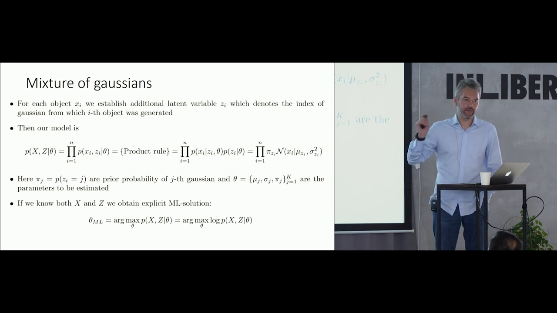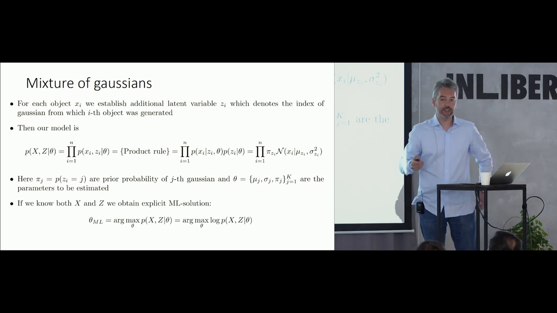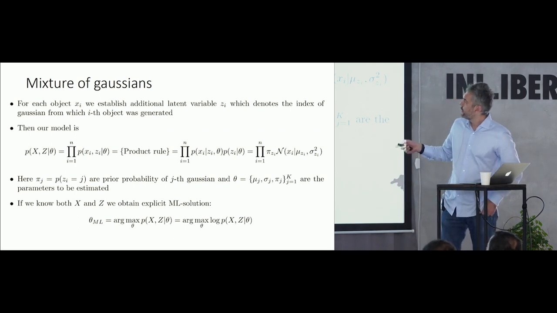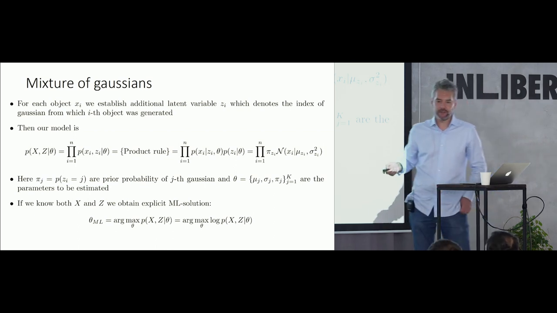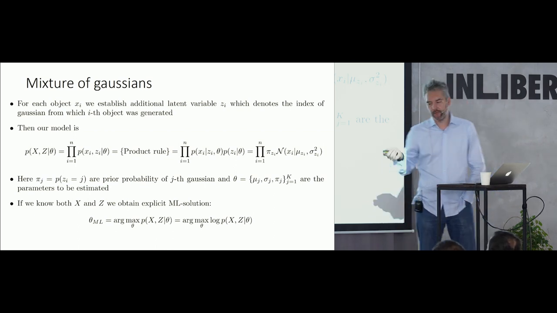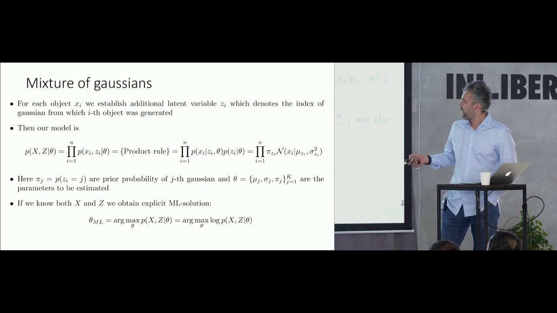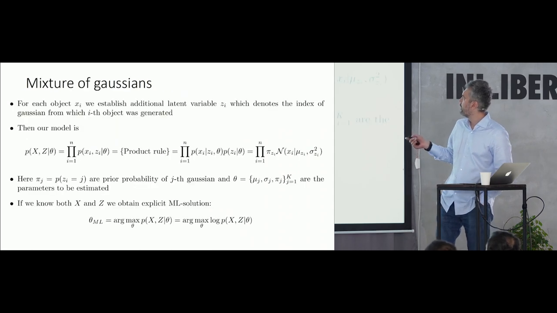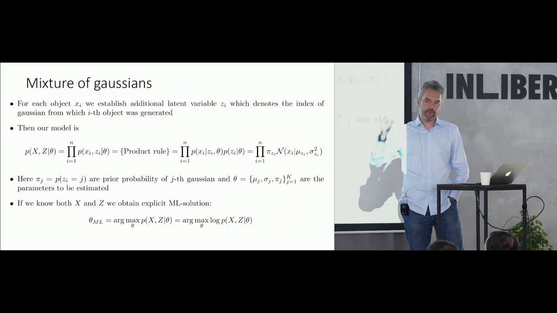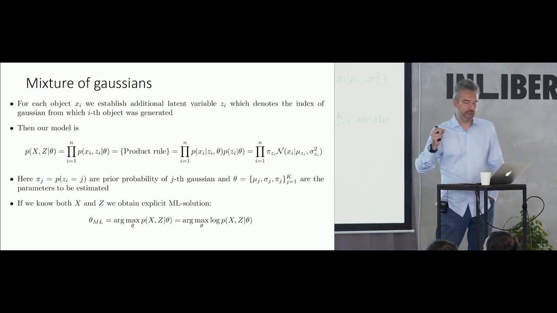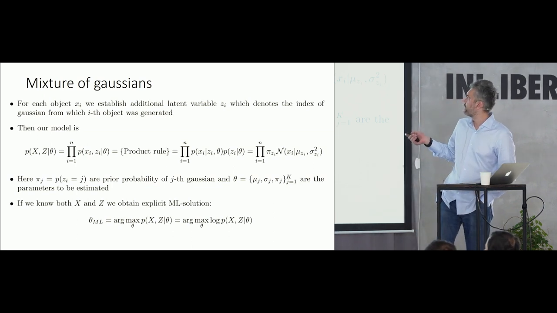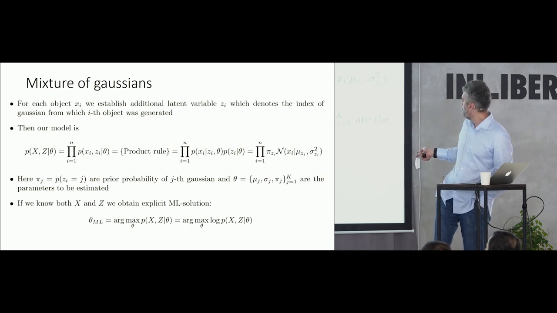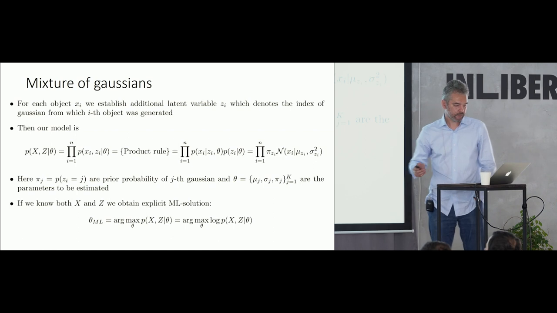So now let us try to formalize the intuition which I described above. Let us have objects x_i. These are the points in one-dimensional space, those stars. And with each object, we also associate a latent variable z_i, which shows the index of a particular Gaussian from which this object was generated. So z_i is a discrete variable, and it may take up to large K values.